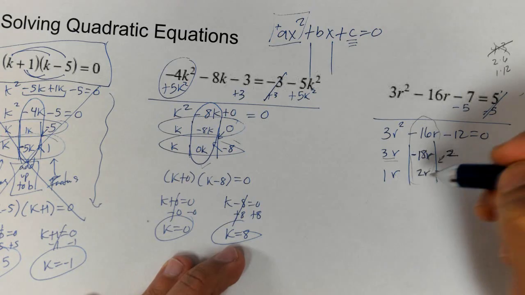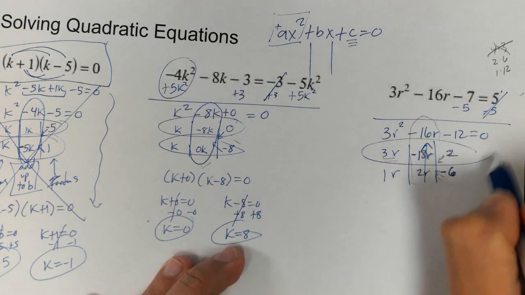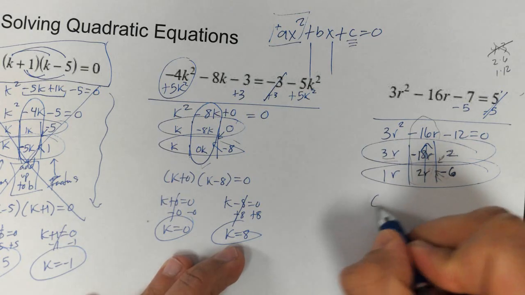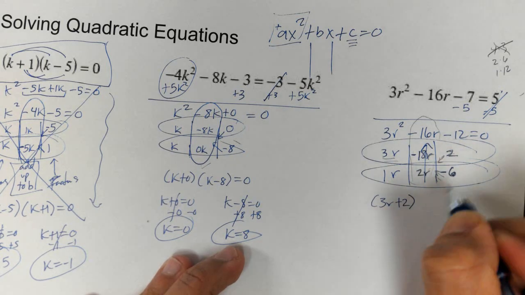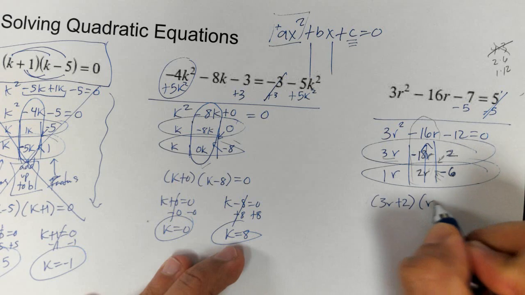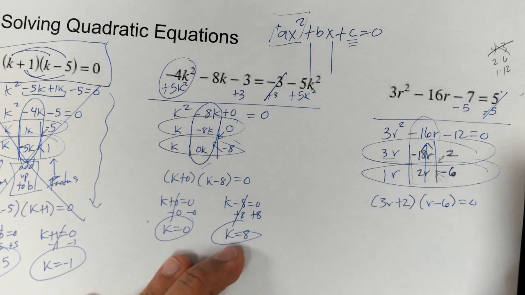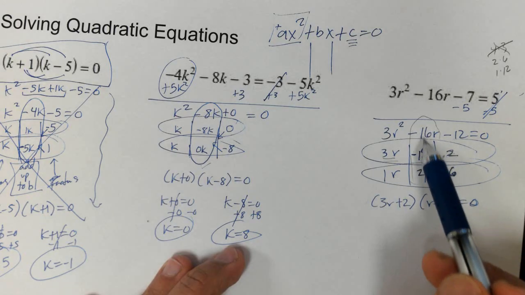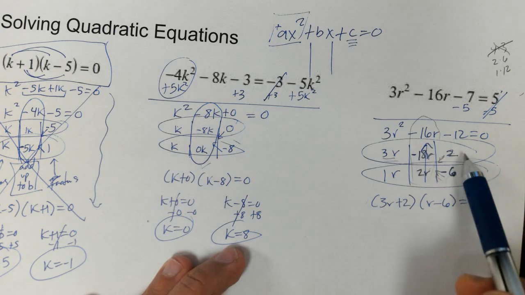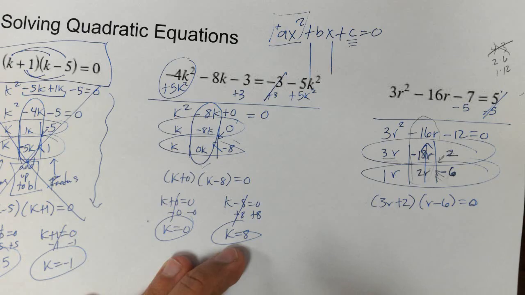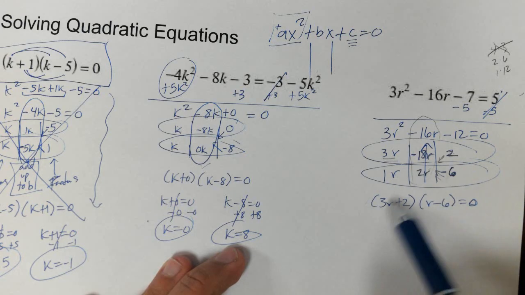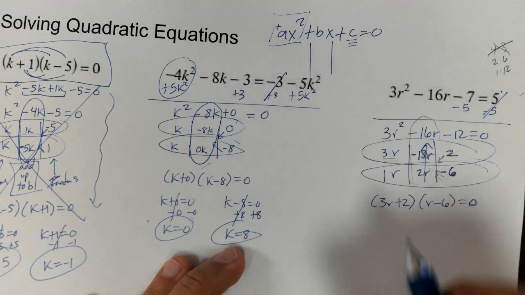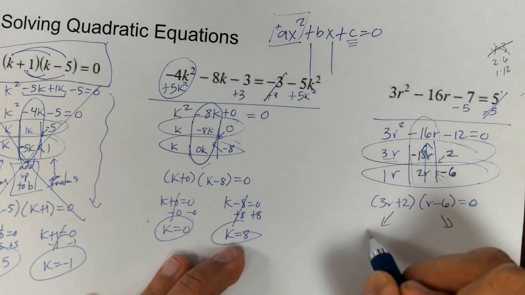So, what are my factors? The outside, always horizontally: 3r and positive 2, and 1r minus 6. It's important to know that we cross multiply to add them up in the middle, but our factors are always horizontally. If it's a positive, we do plus 2. If it's a negative, we do minus 6. And now in factor form, I can split this into 2 separate problems.